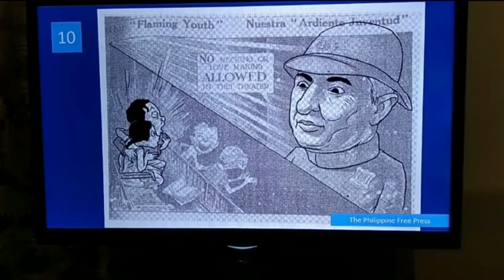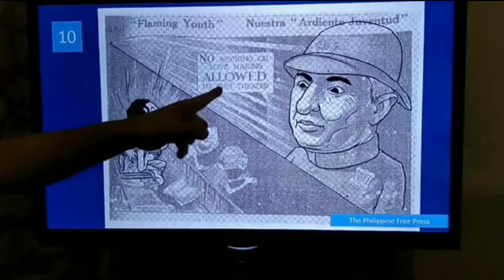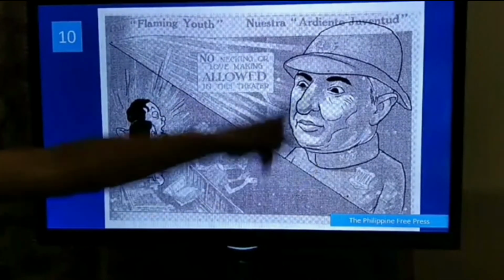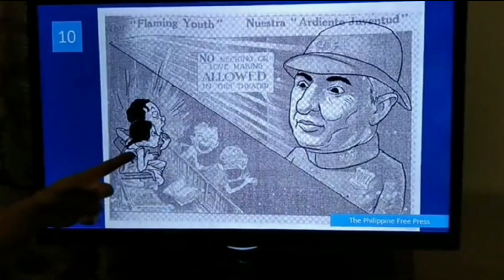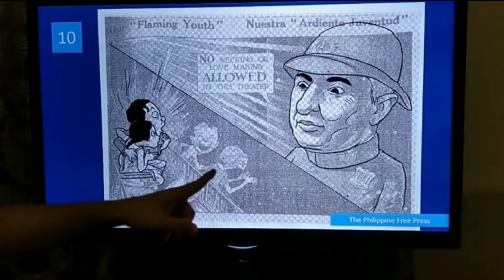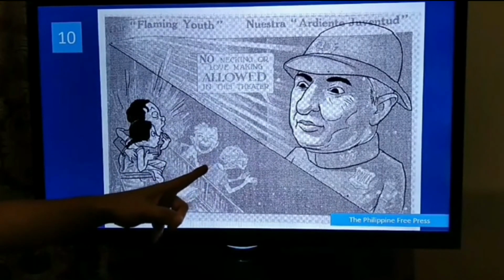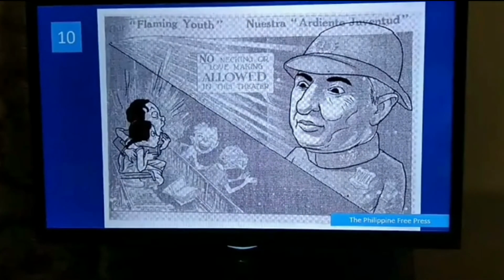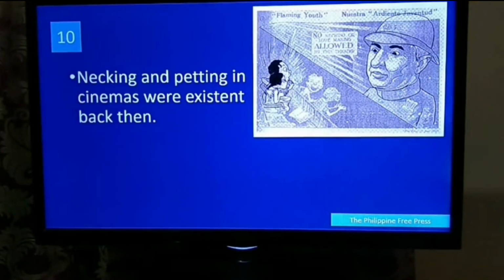You know that. Now, in the American colonial period, the warnings were about this: no necking or lovemaking allowed in this theater. And this is the policeman, with that funny helmet. And the teenagers here were shocked to see that warning. And we have some old people here laughing at the young people. And the title is Our Flaming Youth. Nuestra ardiente juventud. So you can see that the necking and petting were existent in cinemas back then.